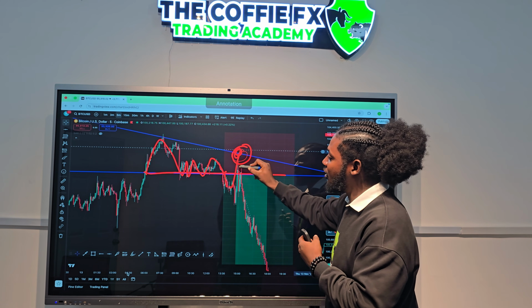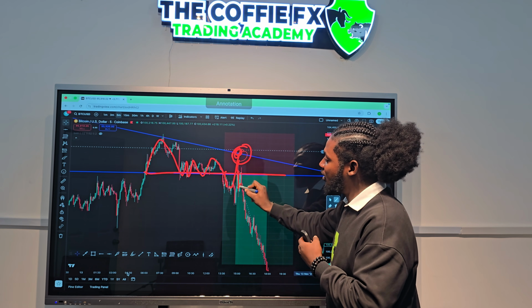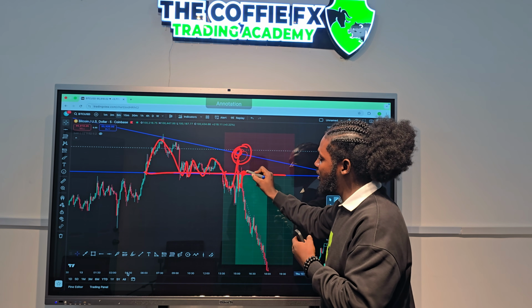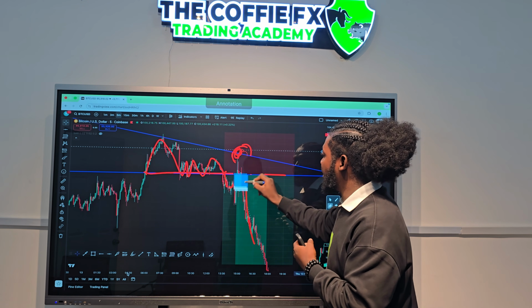So once we got the third touch, what did we get? We got price coming back again, and we didn't take the trade. We waited for price to come and retest this level. Then you can see, our entry was just right here. Let me just clean it so you can see.